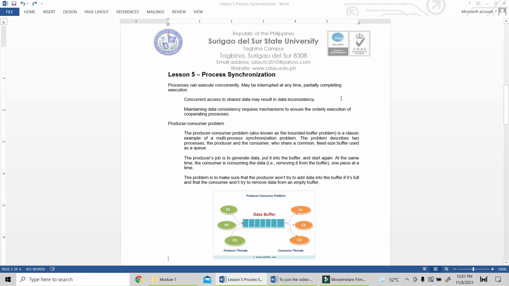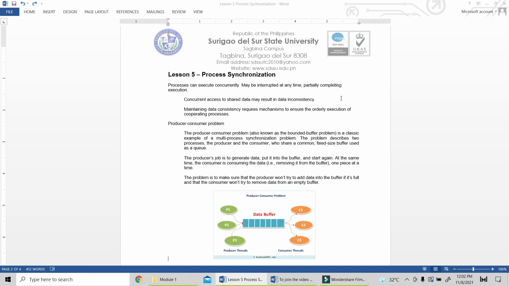So for today, I will be discussing lesson 5, process synchronization. Okay, so process synchronization is actually one of the most important topics for the operating system, since we all know that to improve CPU performance, and to improve the memory allocations or utilizations, we need to synchronize all the processes.